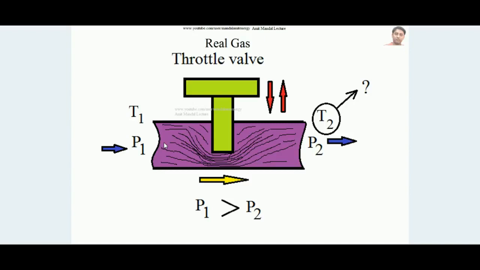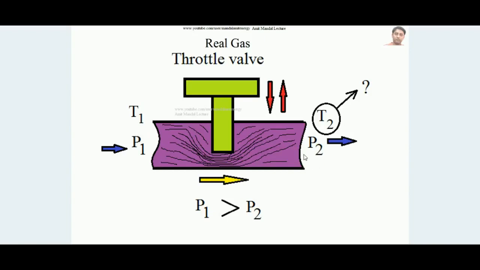Now, in case we are throttling an ideal gas, then the temperature of the gas before throttling and the temperature of the gas after throttling remain the same, for an ideal gas only, because we know that for an ideal gas the enthalpy is always a function of temperature. So if enthalpy is not changing in the throttling process, the temperature will also not change for the case of an ideal gas. But in the case of a real gas, this doesn't happen.